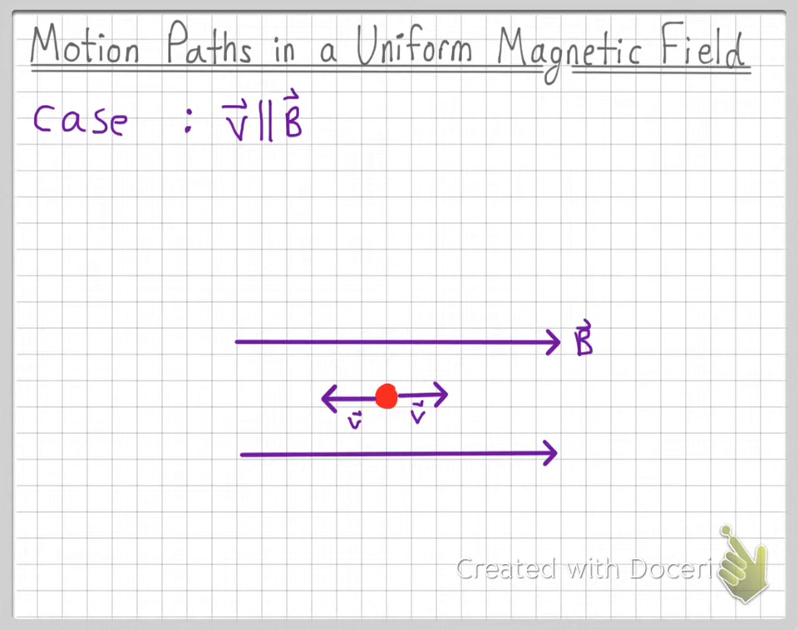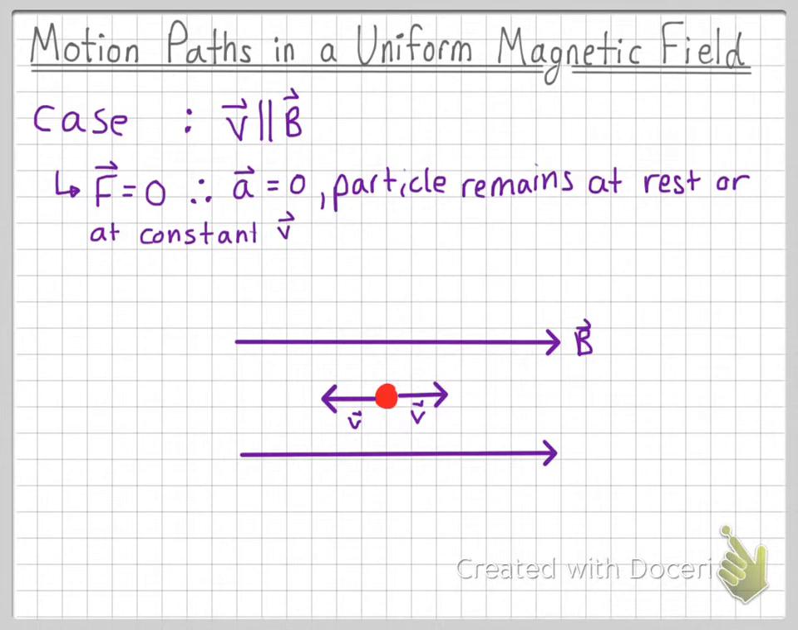This situation would look something like this. In this case, the force exerted on the charge is zero, and therefore the acceleration of the charge is zero. And since there's no acceleration, this means that the particle remains at rest or at a constant velocity.